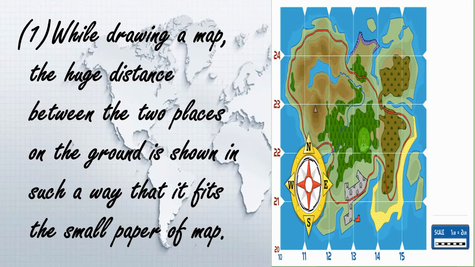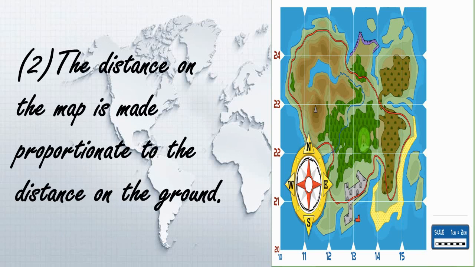Students, you can see in my image how the map is drawn. You can see the east, north, west and south. On the side of it there are given the symbols. This is the way we identify what is situated at which place. The distance on the map is made proportionate to the distance on the ground. Students, you can see how the diagram is drawn. The distance is proportionate to the distance on the ground.